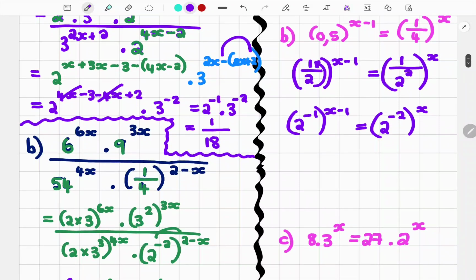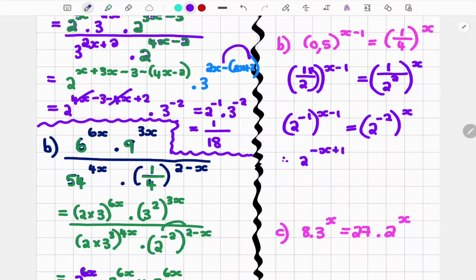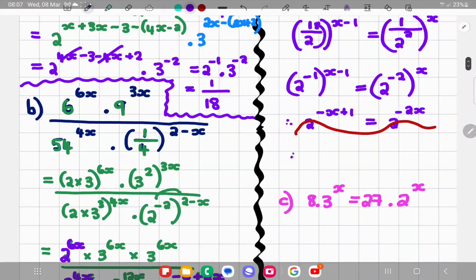Okay, so now you can already drop it like it's hot, but let's just carry on before we do so. 2 to the power negative 1 times x is a negative x, plus 1 times 1 is 1, is equal to 2 to the power negative 2x. Then we're going to drop it like it's hot. When can I drop it like it's hot? Only when there's one term on each side and they've got the same prime base.